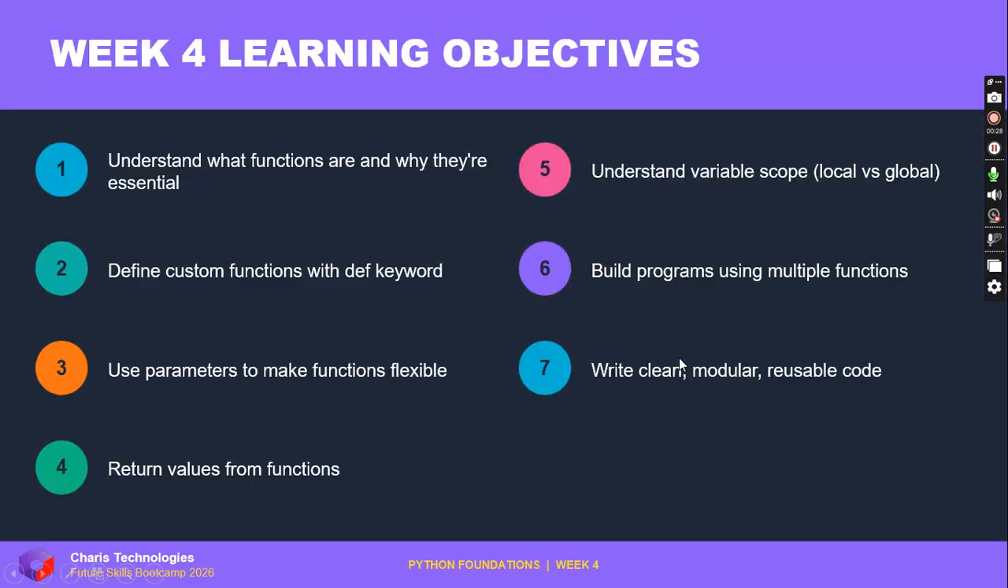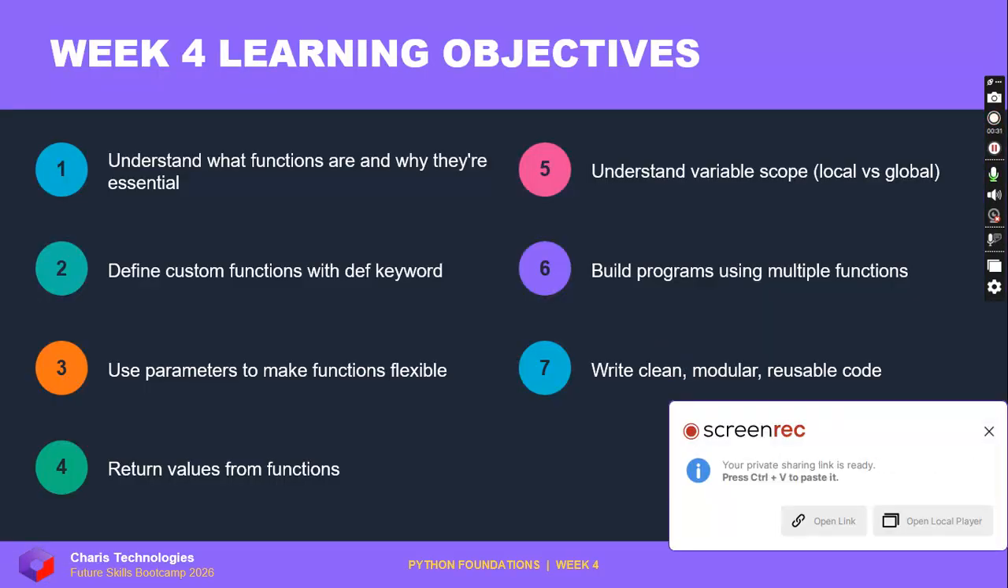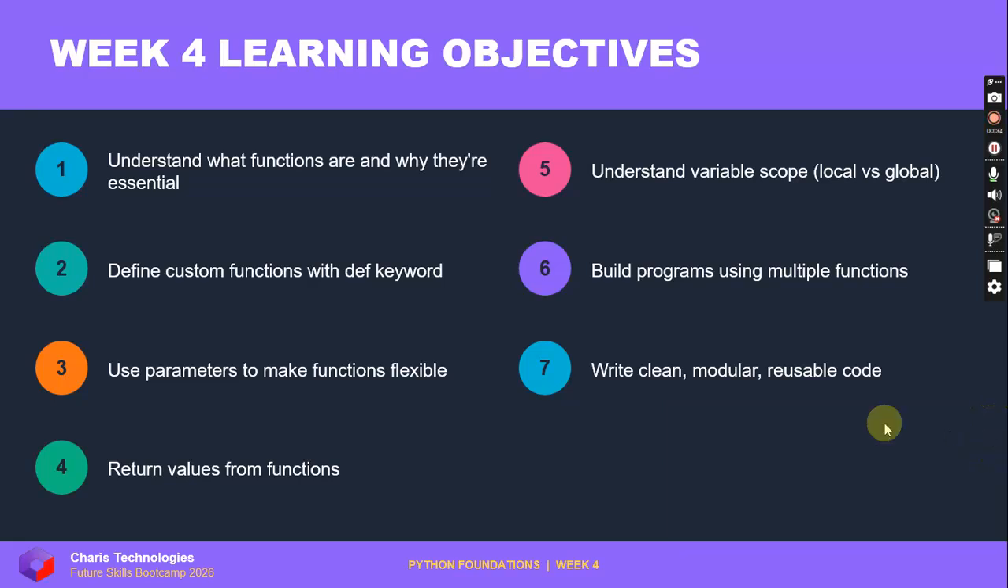So what are the learning objectives for this week? We're going to understand what functions are and why they're essential. Then we're going to define custom functions with the def keyword. We learn to use parameters to make functions flexible. We learn to return values from functions. We learn to understand variable scope. We have local variables and global variables. Then we'll learn to build programs using multiple functions. We'll learn to write clean, modular, and reusable code. So let's get right into class.